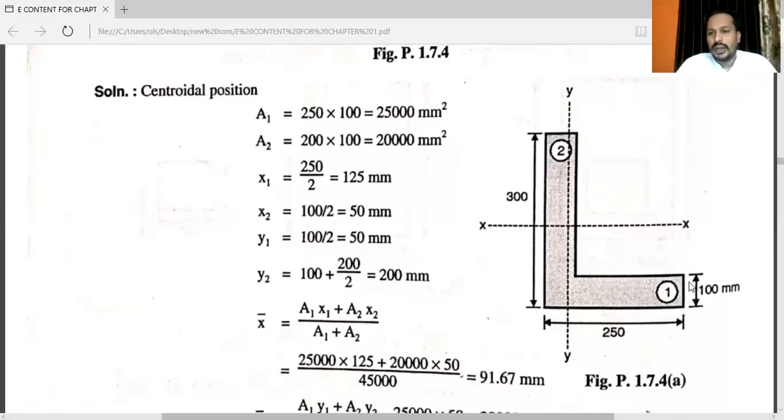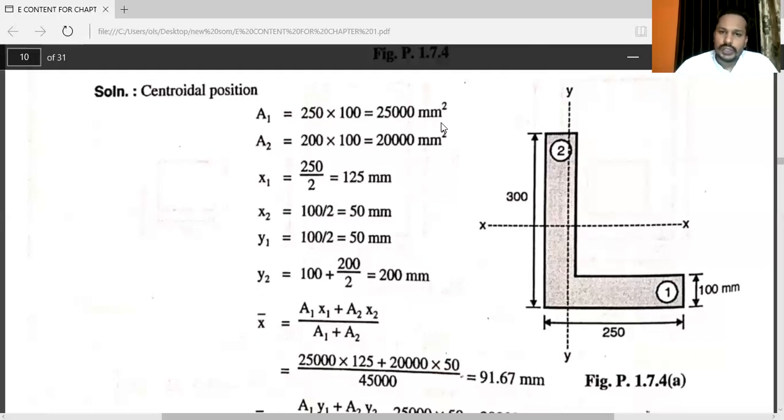The first one is 250, that is base, into 100, that is our first rectangle. For the second rectangle, the total distance is 300, and at the bottom this distance is 100. So from this point to the top, 300 minus 100, you will get 200. So the first area is 250 into 100, and the second area is 100 into 200. All dimensions are given in mm.